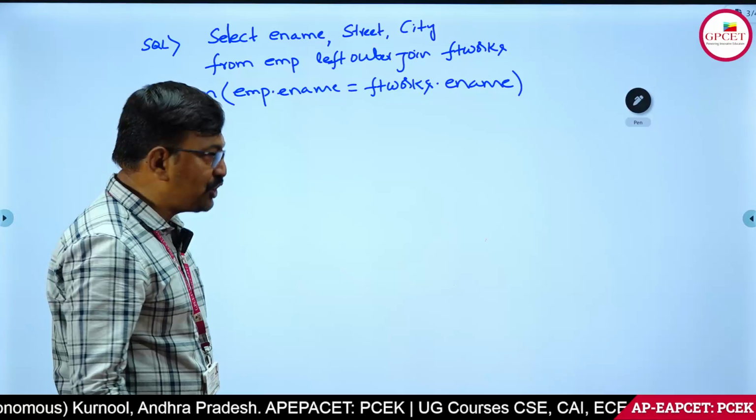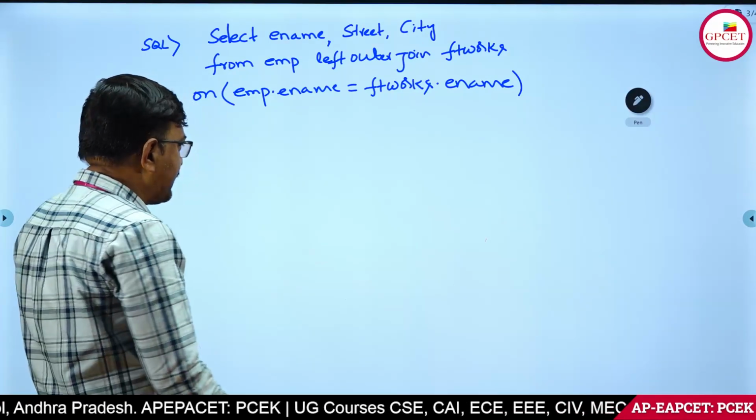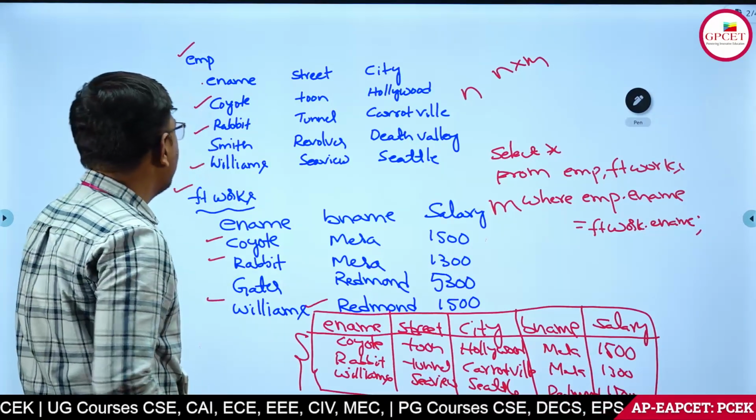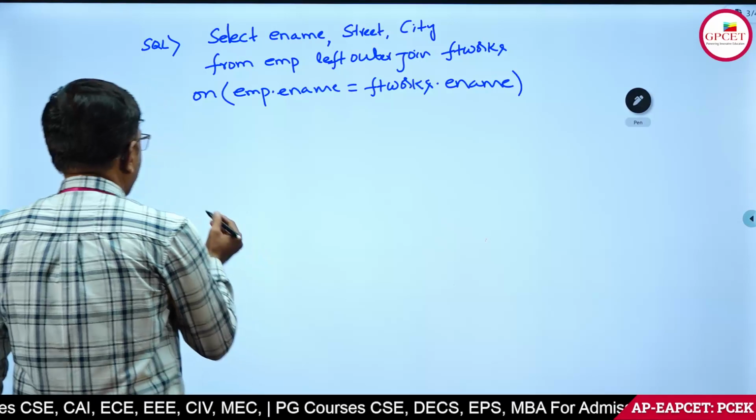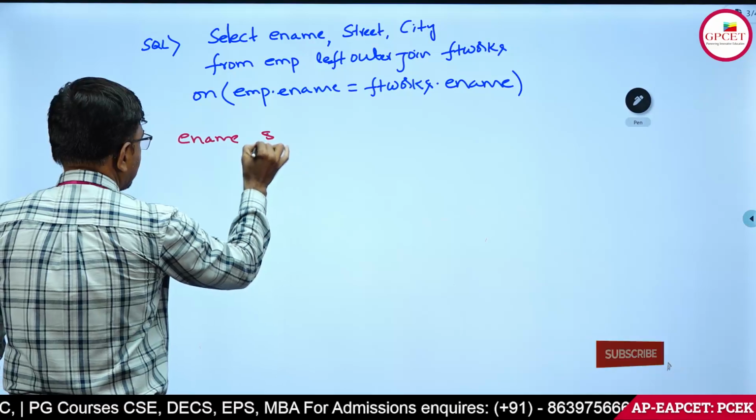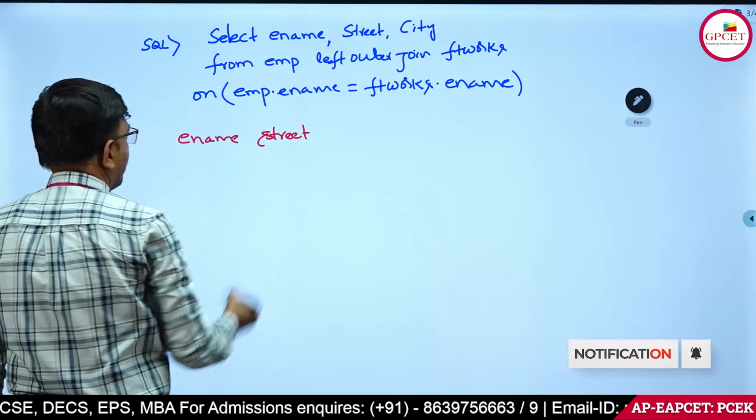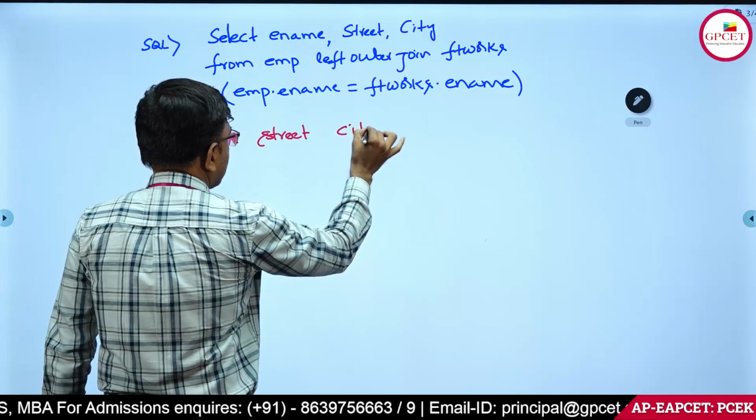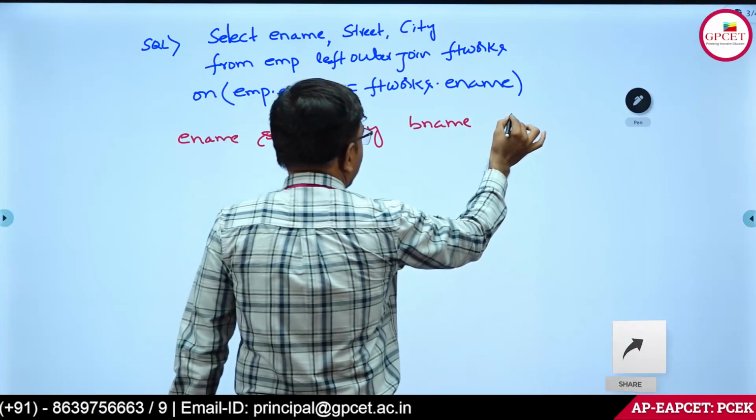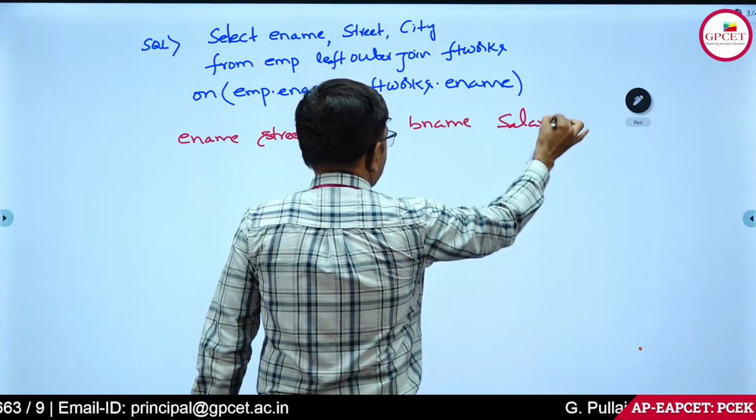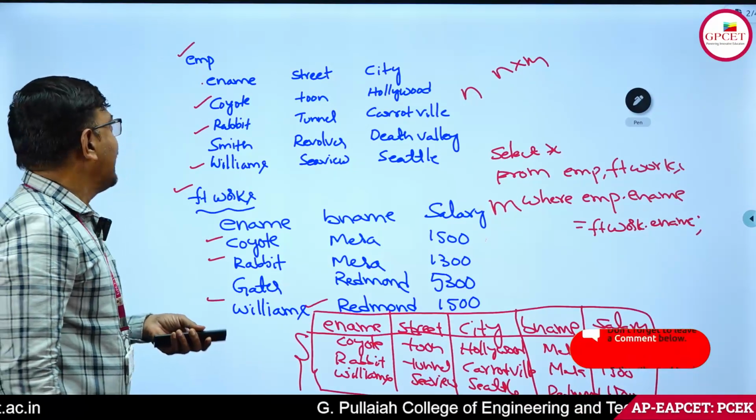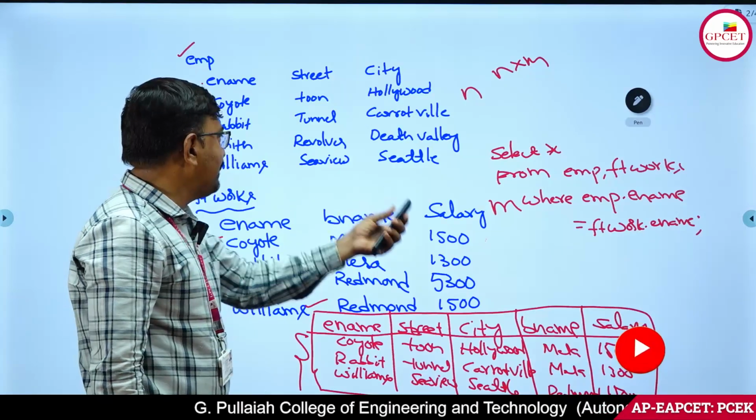That is a left outer join. What is meant by a left outer join? Take all the values from the left relation. What is the left relation? Observe here: employee name, street, city. First one is employee name, street, employee name, employee street, and then city, branch name, salary. Observe here, it is the same two tables: employee and then FT works. And what is here? Employee name, street, city, branch name, and then salary.